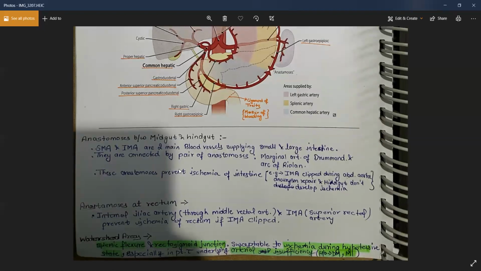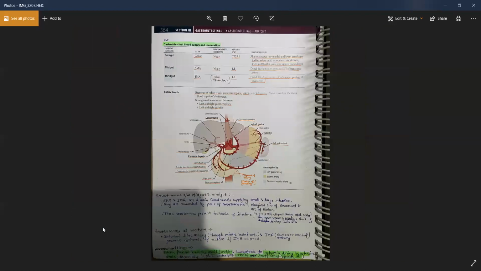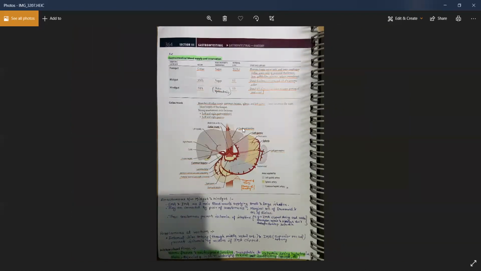For the rectum, we have discussed that you have a branch of the inferior mesenteric artery, and this anastomosis happens at the rectosigmoid junction. Very important. Between the superior rectal artery and a branch of the inferior mesenteric artery, this anastomosis happens. So any doubts so far?